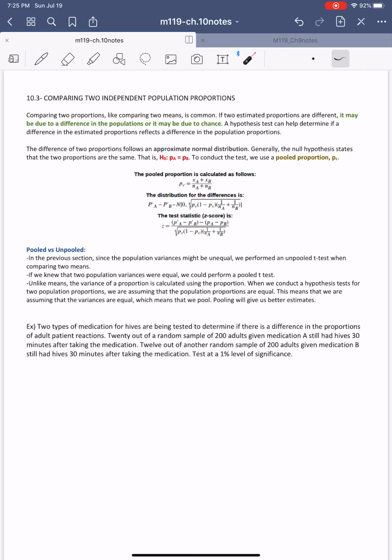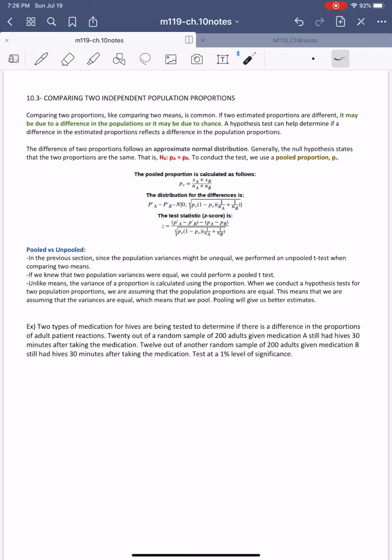So again, you have the notation. The proportion is dealing with the normal distribution, and here our mean is 0 because for the standard normal distribution the mean is 0. And then your standard deviation is calculated slightly differently. Now you see a new notation called P of C. This is called a pooled proportion.